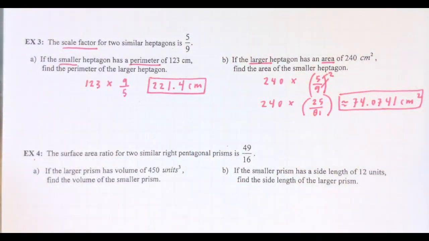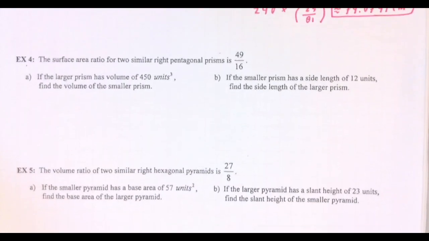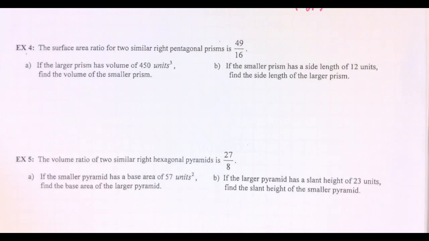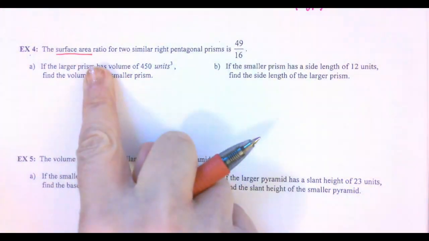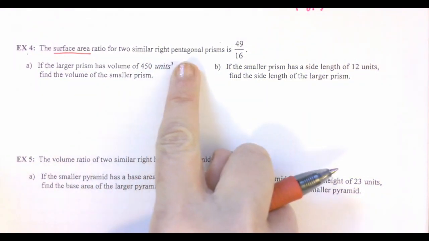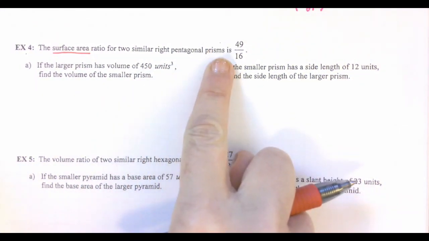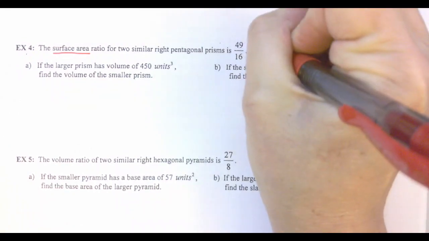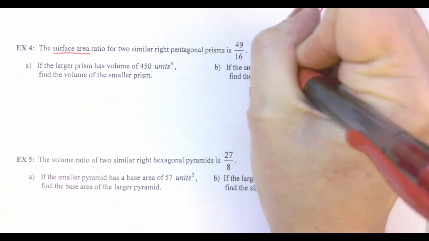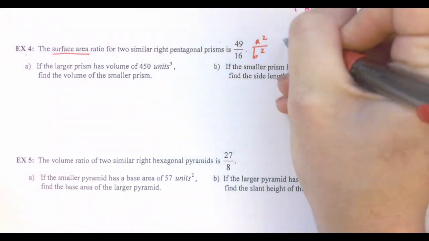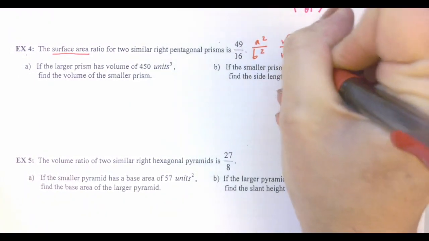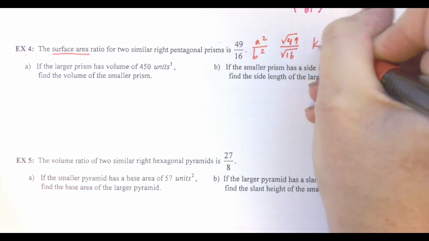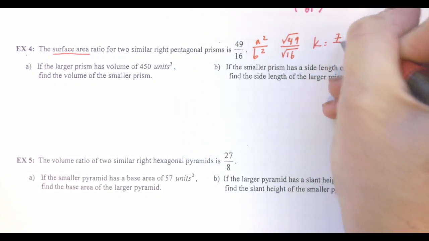Okay, so moving on to the next one. Here I'm giving you a surface area to start. So the surface area ratio for two similar right pentagonal prisms is 49:16. So here that is a squared to b squared. So if I square root that 49 and that 16, that gets me a scale factor of 7:4.